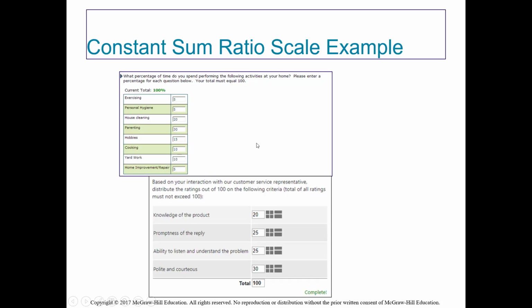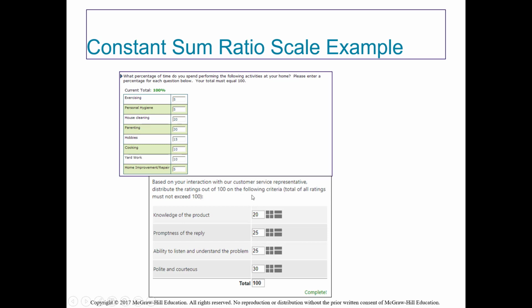And this is my example of a ratio scale in an actual survey. I talked about ratio data in terms of speed, time, length, but what we're doing here is we're saying, you have a percentage of time that you spend performing various activities at your home. Please enter a percentage for each question below. Your total must equal 100.